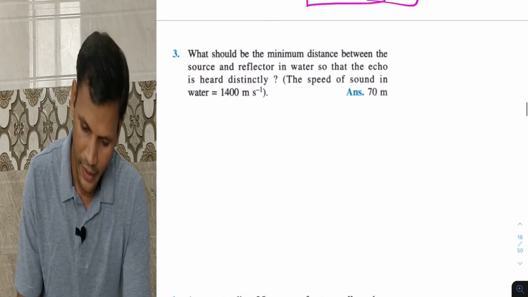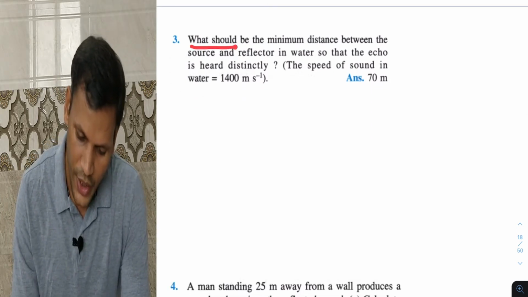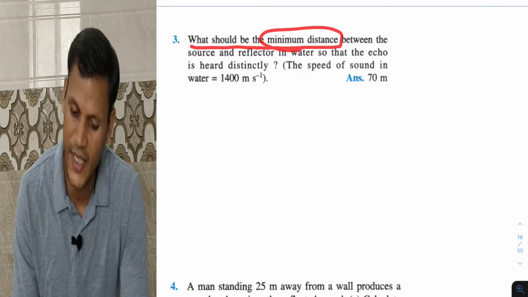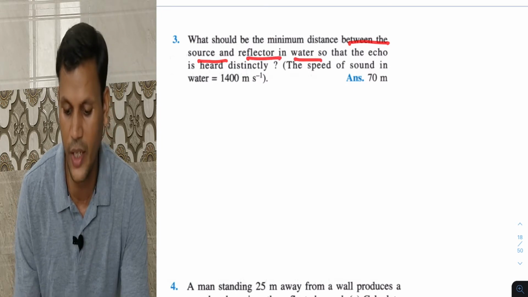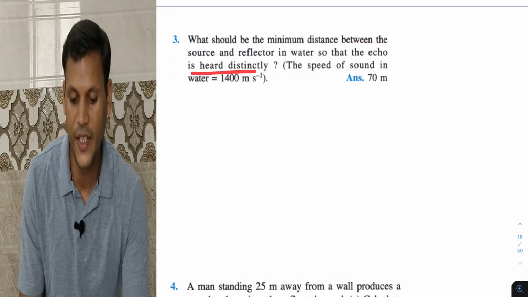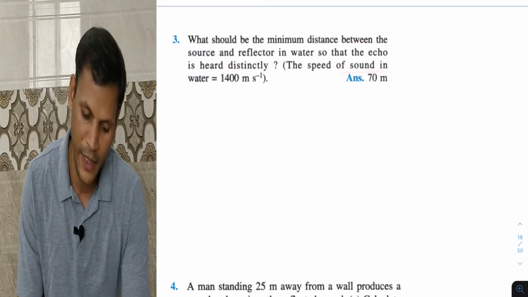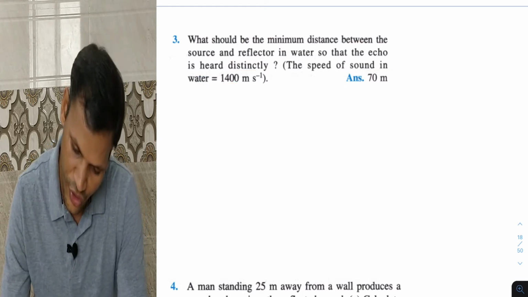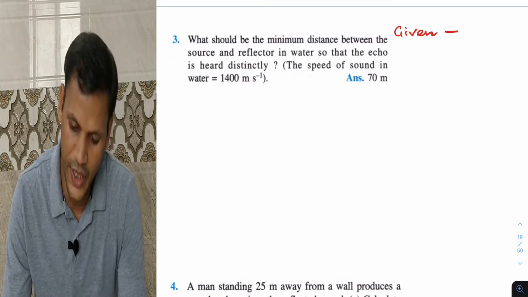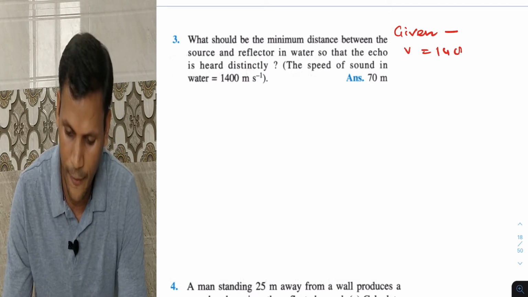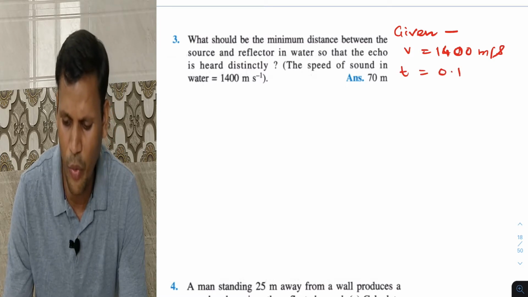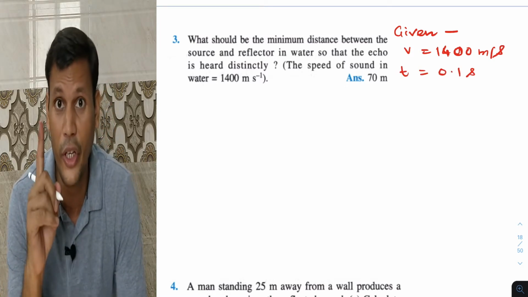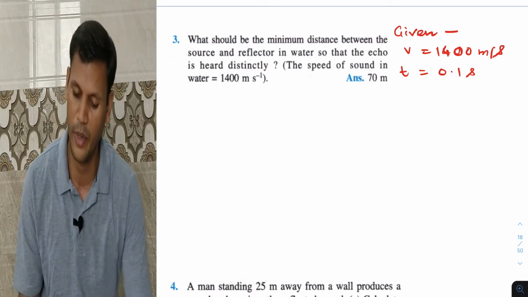Question number 3. What would be the minimum distance, again we have to calculate, between the source and reflector in water so that the echo is heard distinctly? So what is given to us? Speed of sound in water is given. So what informations are given? Just we can write V is given, that is 1400 meter per second, and time is given 0.1 second. Minimum time required for the echo is 0.1 second. We have to remember it.